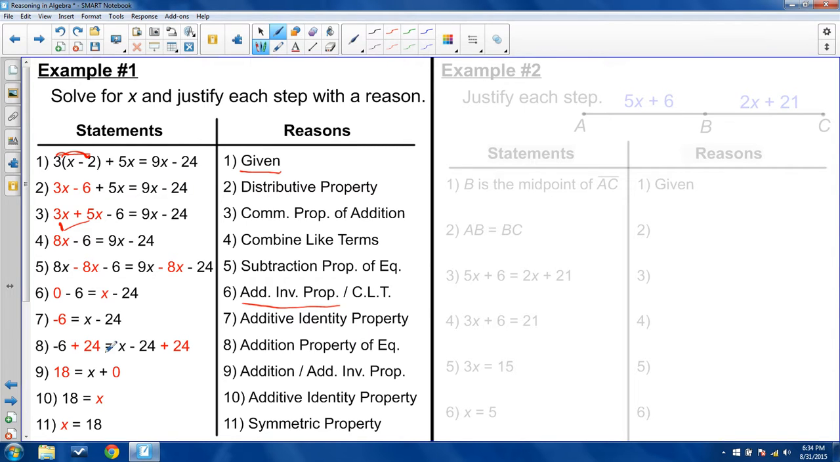Then this next step is basically addition. Negative 6 plus 24 is 18. Negative 24 plus 24 is 0. Once again, the additive inverse property taking place. These are additive inverses. You get 0 out. X plus 0 is just x, the additive identity property. And I don't want to say 18 equals x, so I'd like to say x equals 18. That is the symmetric property taking place.